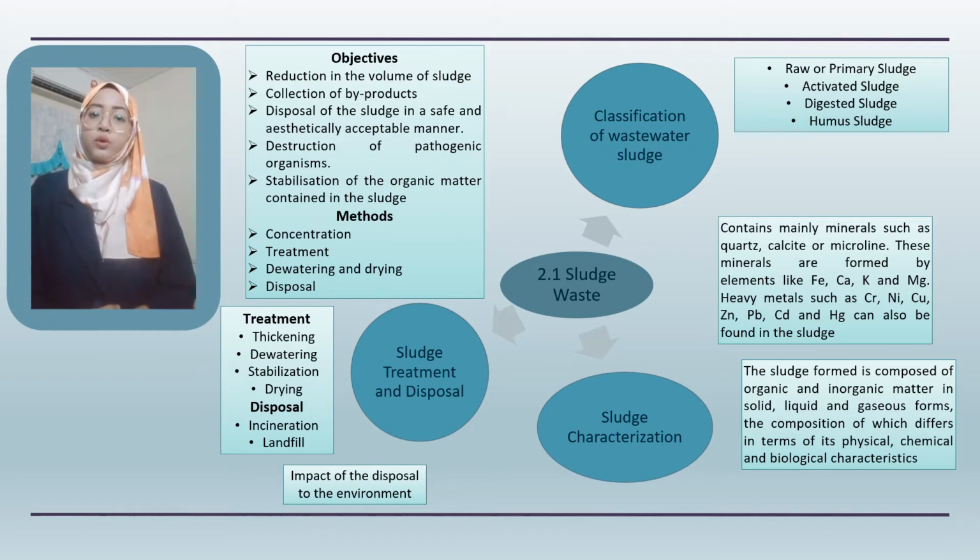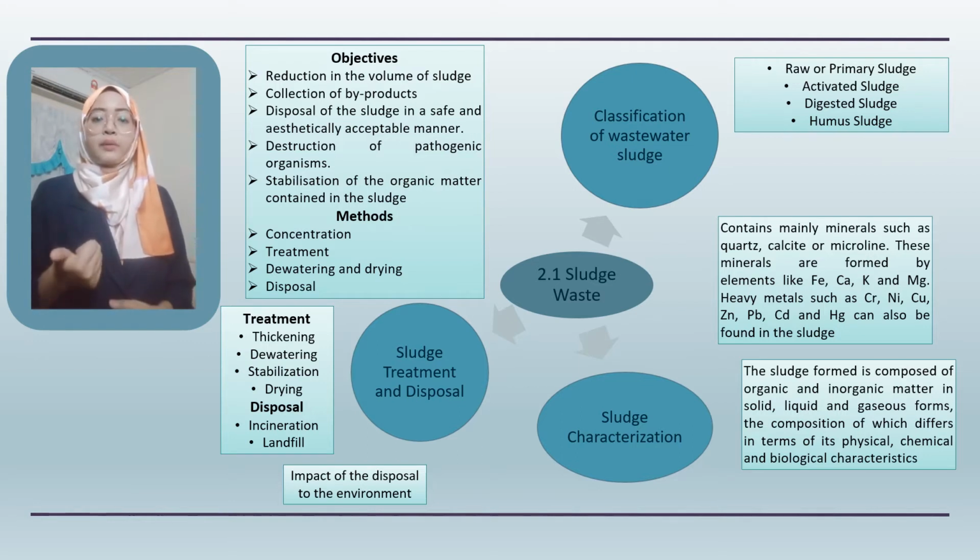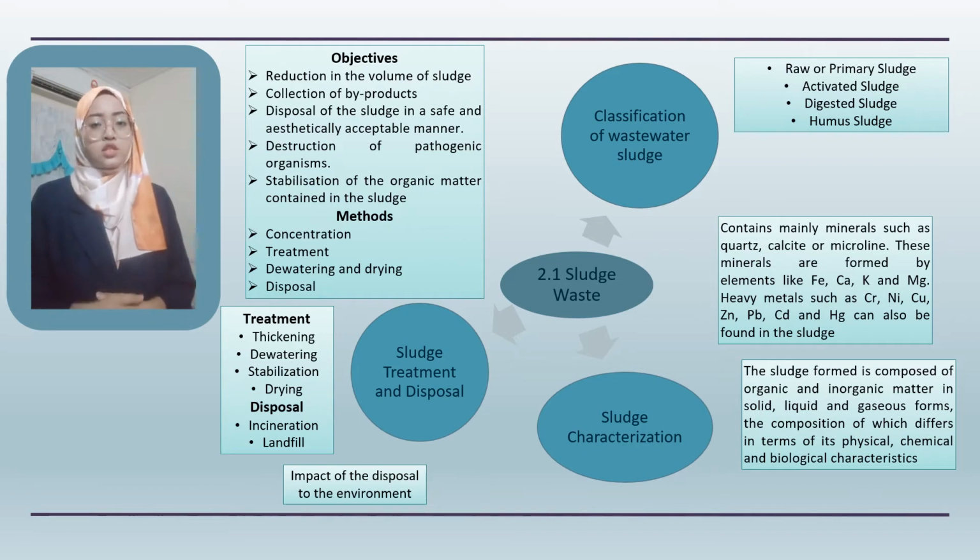As for subtopic 2.1, which is the sludge waste, it consists of the classification of wastewater sludge, which are raw or primary sludge, activated sludge, digested sludge, and humus sludge. Next, it consists of sludge characterization. The sludge is composed of organic and inorganic matter in solid, liquid, and gaseous forms, the composition of which differs in terms of physical, chemical, and biological characteristics.